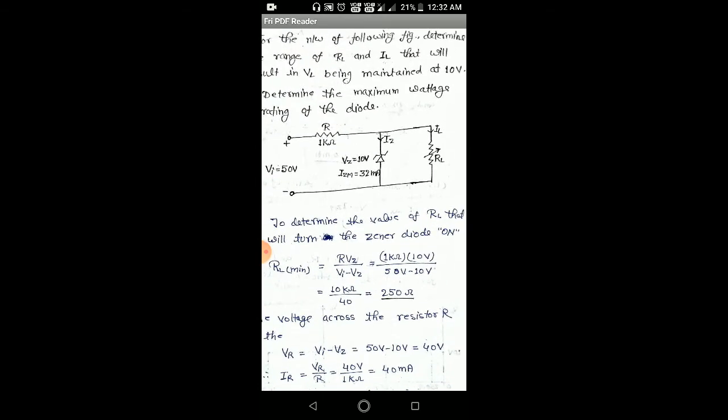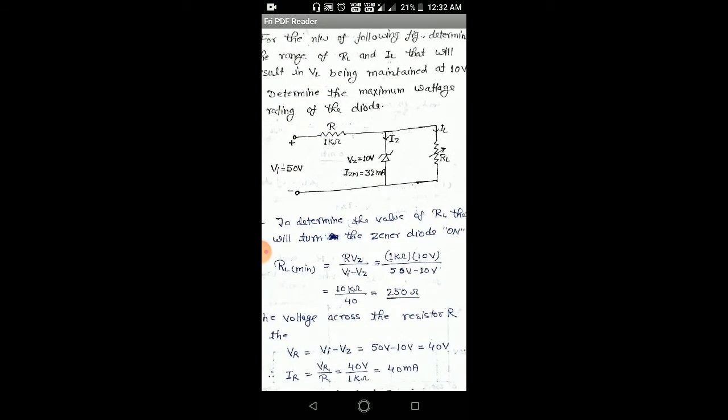Now numerical problems on this topic. For the network of the following figure, determine the range of RL and IL that will result in VL being maintained at 10 volt, and its B part is determine the maximum wattage rating of the diode. In this circuit you can see the supply voltage VI is 50 volt, value of the R is 1 kilo ohm, the Zener rating VZ is equal to 10 volt and IZM is equal to 32 milliampere.